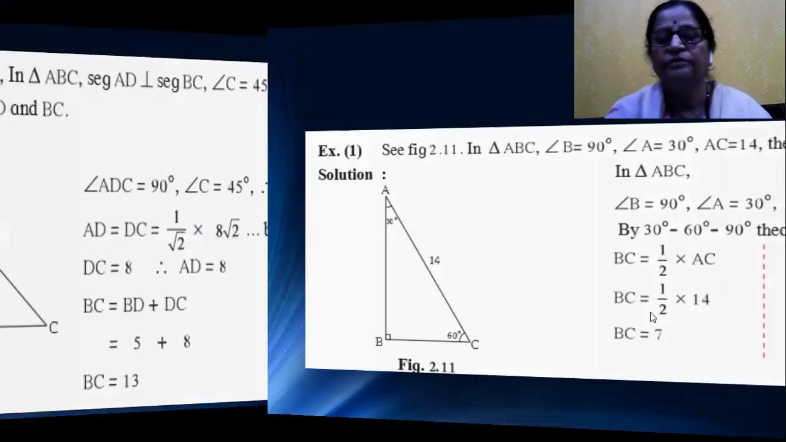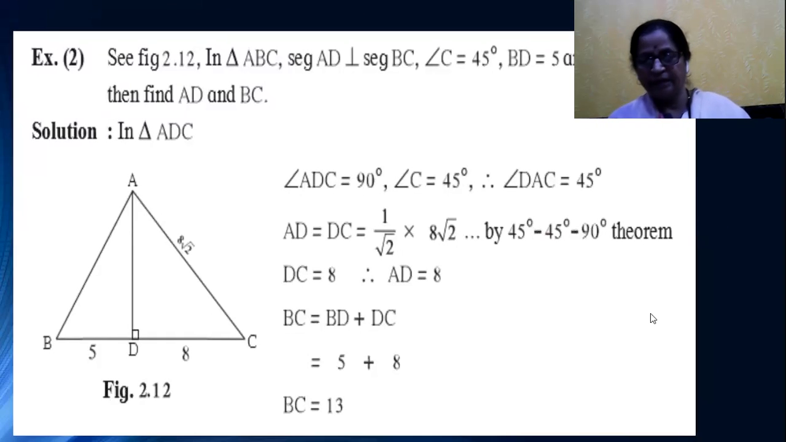In the next example, we are going to study the 45-45-90 degree theorem. Here in a triangle ABC, segment AD is perpendicular to BC, angle C is equal to 45 degrees and AC is equal to 8 square root 2. Then find AD and BC. This we have to find, AD and this BC.